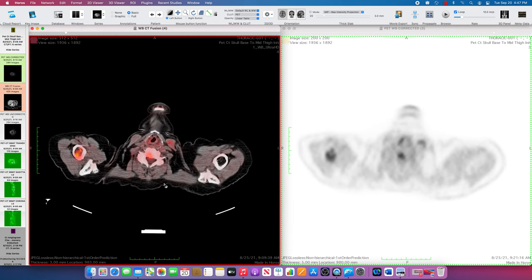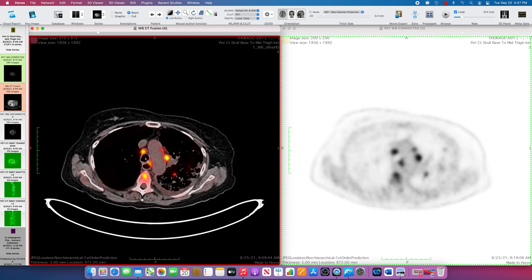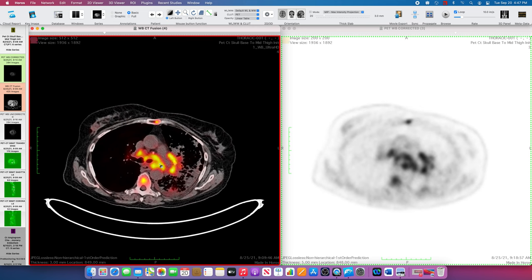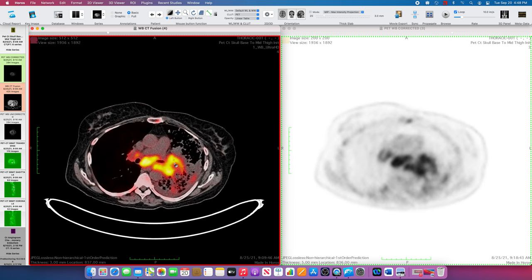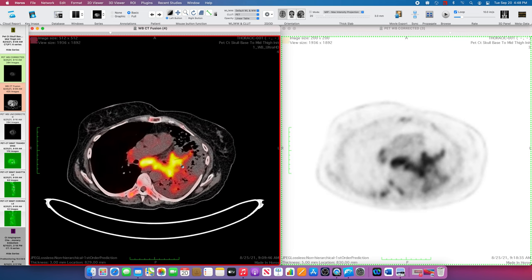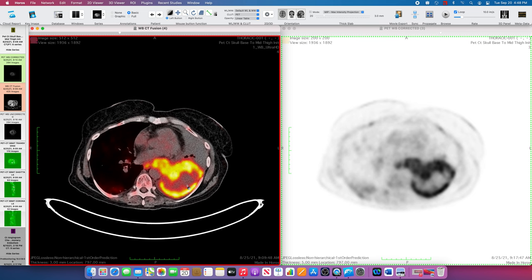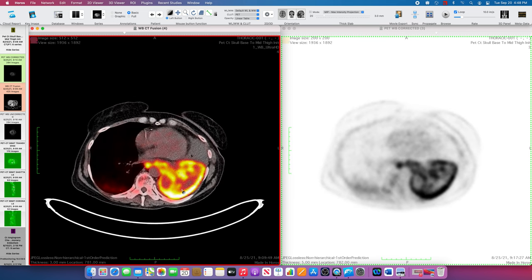As we continue to scroll down here, we see our hypermetabolic lymphadenopathy, the AP window, the right paratracheal, the left paratracheal, and then that all is going to blend into hilar adenopathy and a large left hilar mass. The consolidation is decreased in the left lung with treatment, but there is still a fair amount of high uptake at the left lung base that is related to post-obstructive pneumonia.